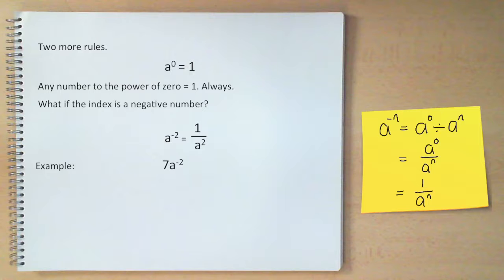Let's use this in an example. 7 times a to the minus 2. We don't usually write the times sign in there, but we're going to put that in there to make sure no one's confused. A to the minus 2 is the same as 1 over a squared. So our answer is 7 over a squared. A quick reminder here that of course 1 over a number we call the reciprocal of that number.